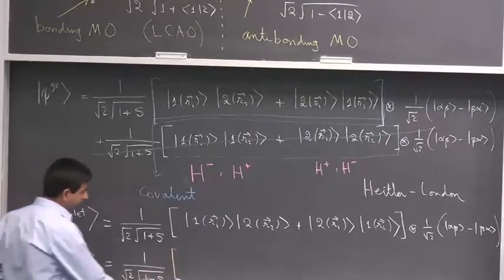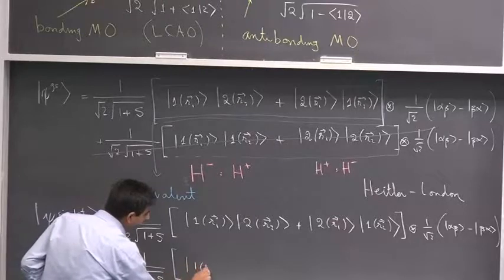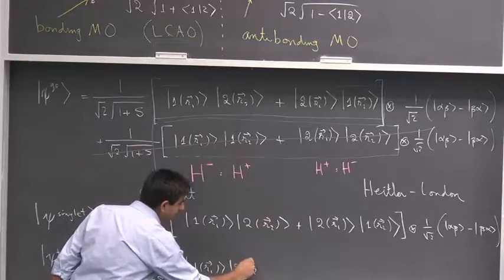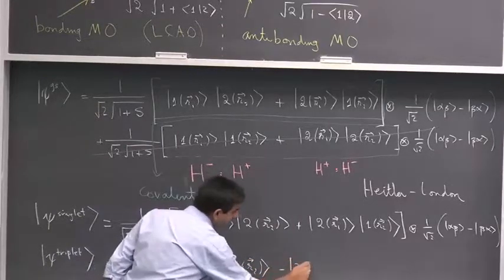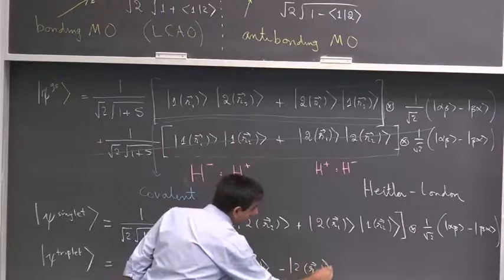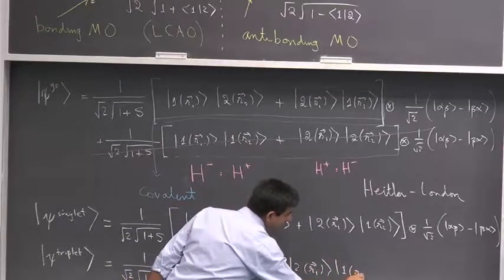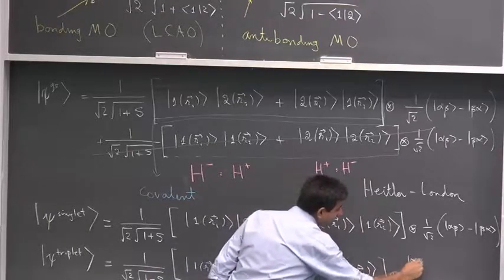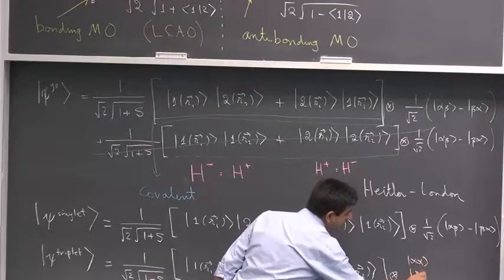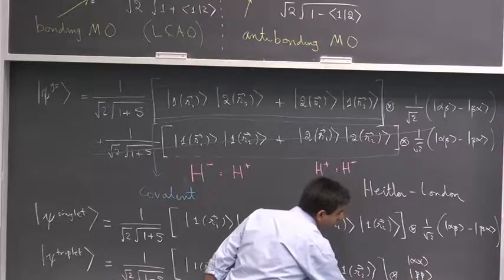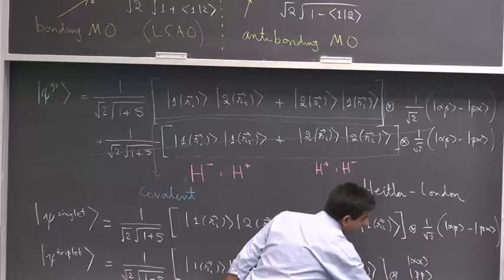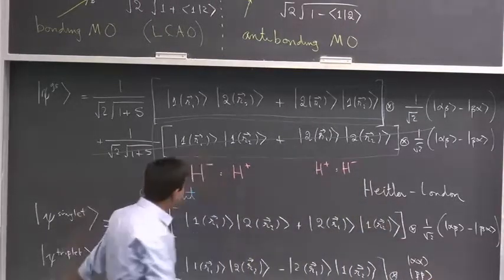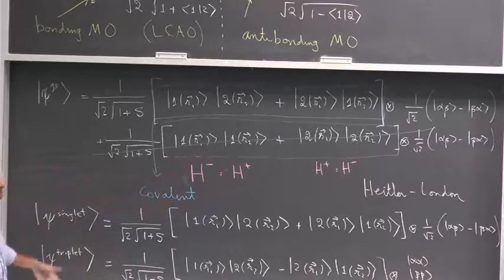Then you have ψ1(R1) ψ2(R2) minus ψ2(R1) ψ1(R2), combined with one of the triplets: alpha alpha, beta beta, or alpha beta plus beta alpha. So these are called the Heitler-London quantum states, or the Heitler-London wave functions.